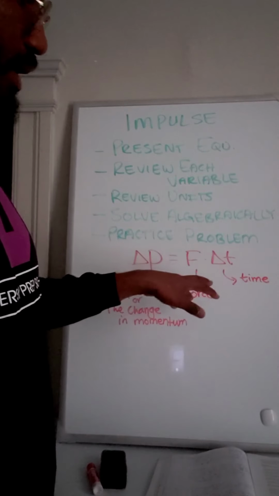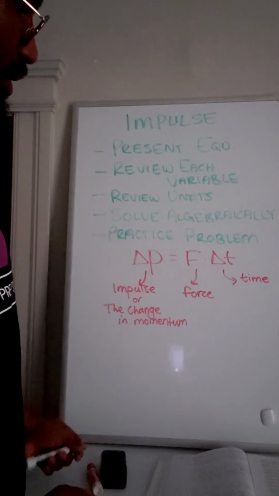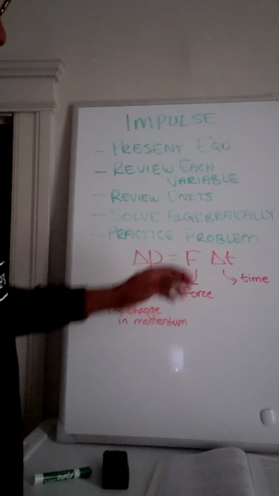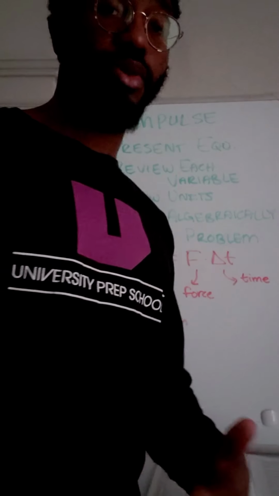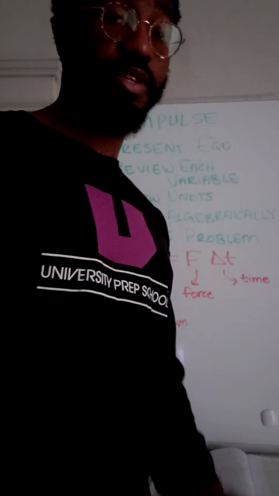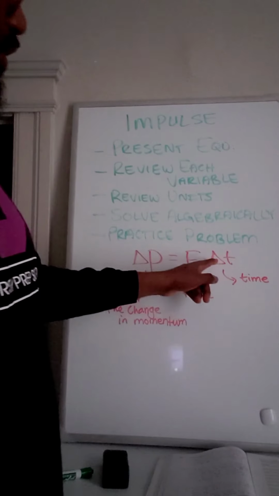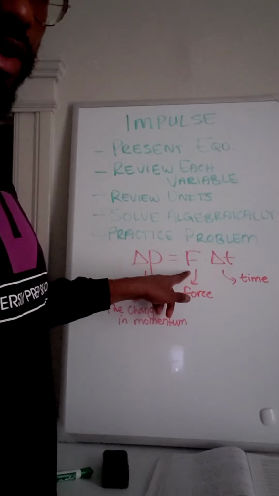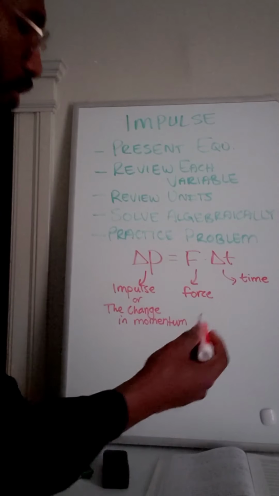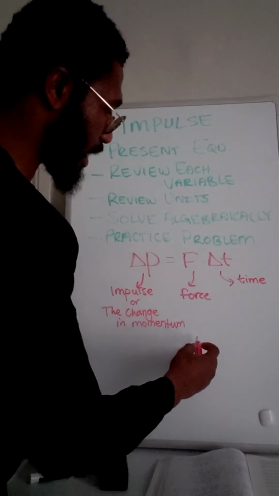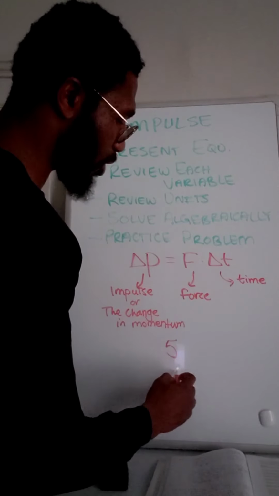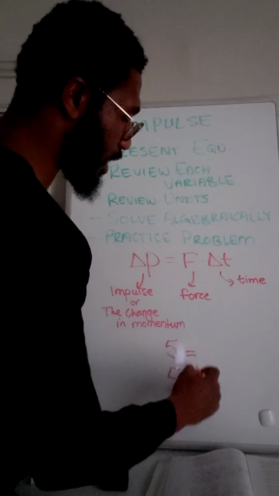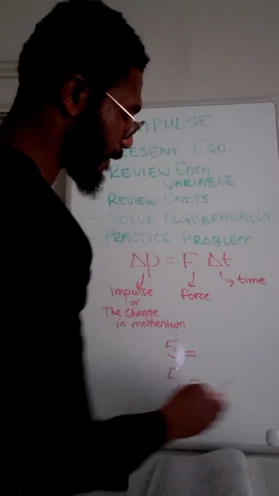But kind of continuing on with that logic, in the case where the driver slowly hits his brakes, this delta t is larger, which means the force can be way smaller. So I'll show you a brief example. Let's say the change in momentum in both scenarios is 5, okay?